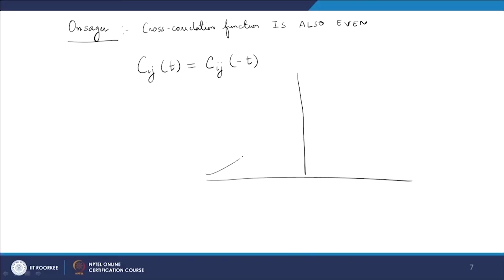So, we will start from this point in the next class, but please note that the cross correlation function also must show a mirror symmetry around t equal to 0.